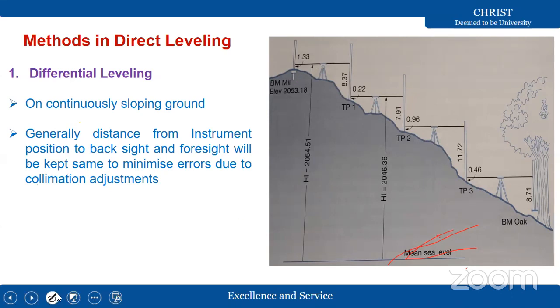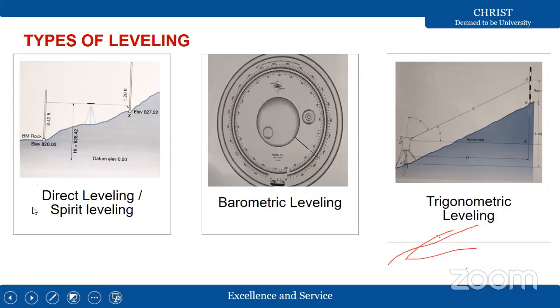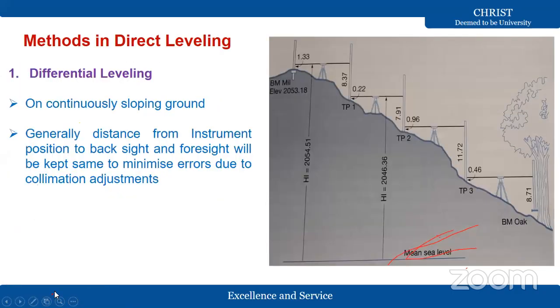See, this is the distance from the instrument station to the backsight. Then the distance from here to here. These two we are going to keep almost approximately equal, to minimize the collimation errors. Collimation means line of sight. This line of sight you have to adjust perfectly horizontal. Even if you don't adjust it, if you keep these two distances equal, there is no error in your measurements.